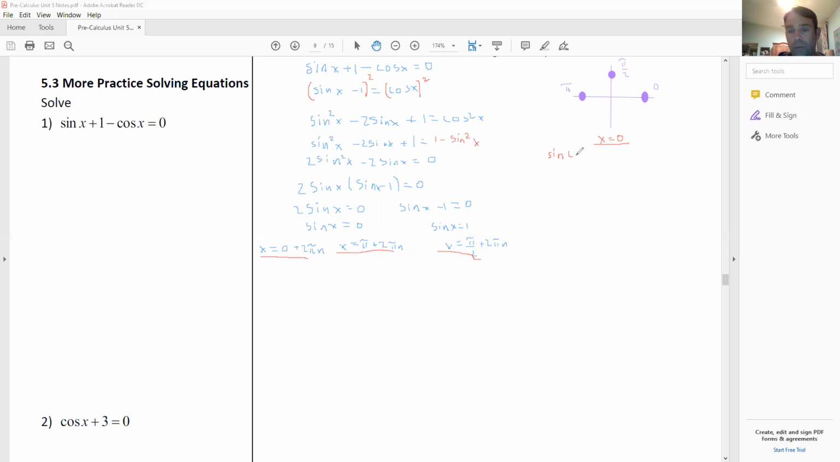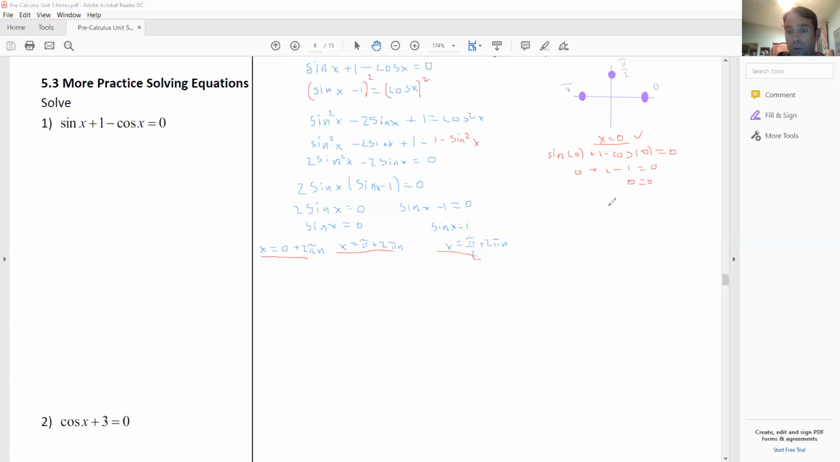We can link those together, but we have to make sure that we didn't actually introduce something that shouldn't be there. And by squaring both sides at the beginning of the equation, we run the risk of introducing roots that shouldn't be there. So sine of 0 is 0, plus 1, cosine of 0 is 1, equals 0. We end up with 0 equals 0. So that means this root is okay. That one works just fine.